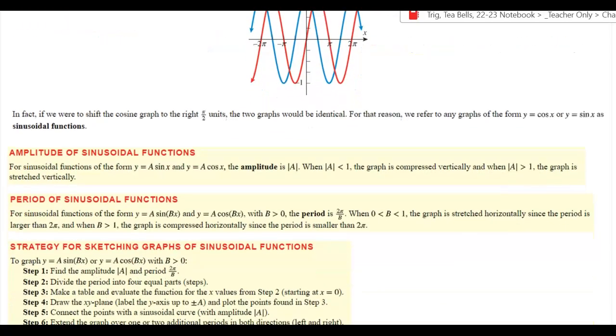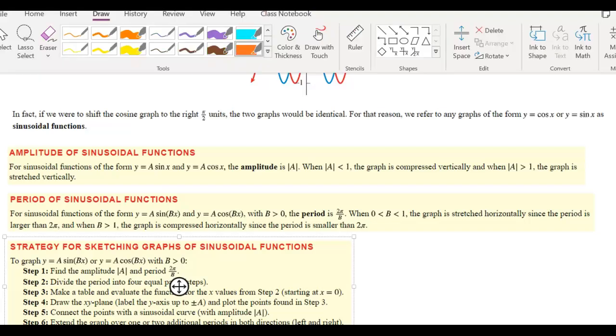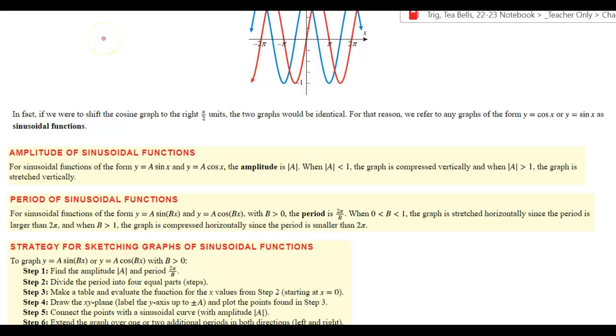Okay, so the first two things we're going to talk about in calculations for our graph, let's do some pink, is our amplitude. Okay, this amplitude is going to decide, are we going to compress the graph or are we going to stretch the graph? Okay, how tall are these curves going?